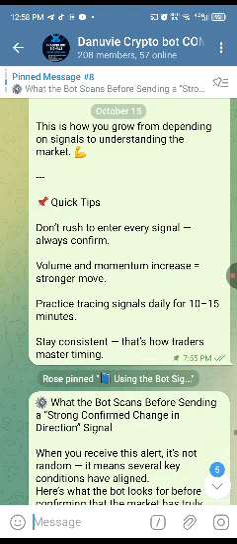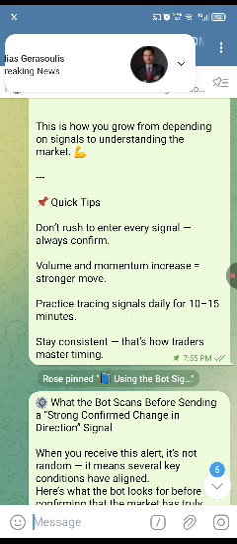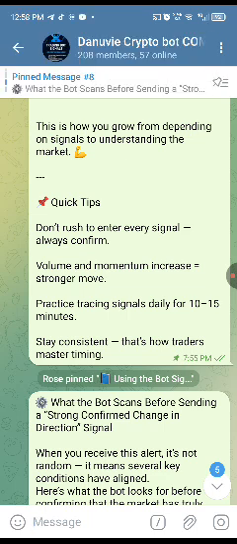So quick tips, don't rush to enter every signal, always confirm. Like I've said before, confirmation is key. Please do not enter a signal except it is confirmed. Volume and momentum increase equals a stronger move. That's it, straightforward. Practice tracing signals daily for at least 10 to 15 minutes. Very important too. You can practice for more than 15 minutes, let's say 20 minutes, 30 minutes, or even 1 hour, just to gain mastery. Stay consistent. That's how traders master timing.